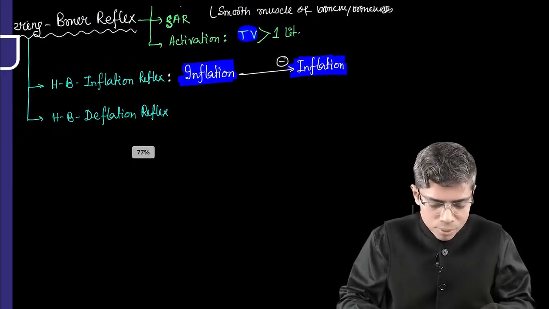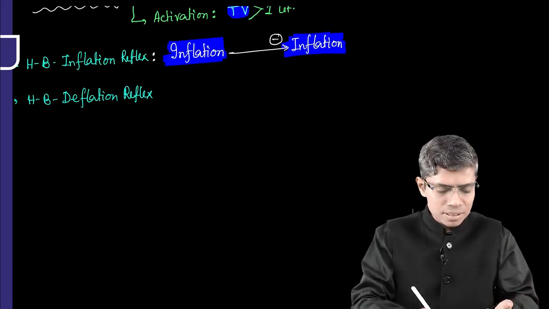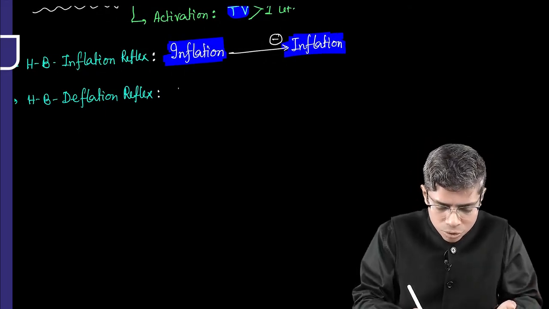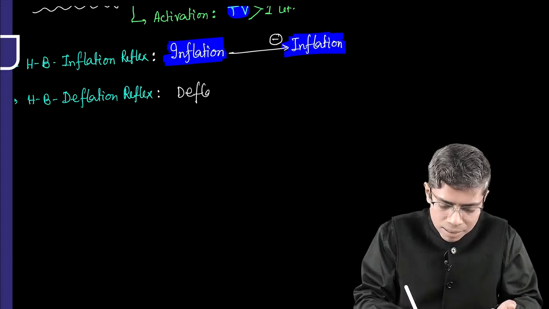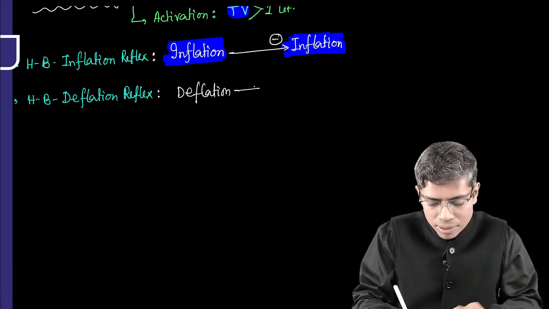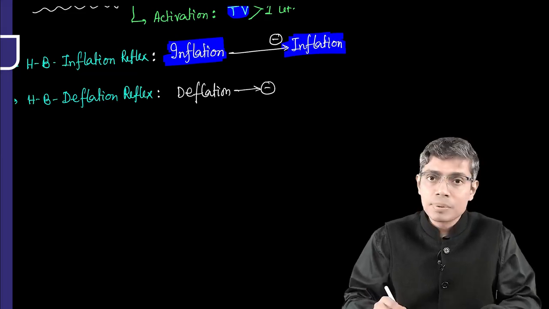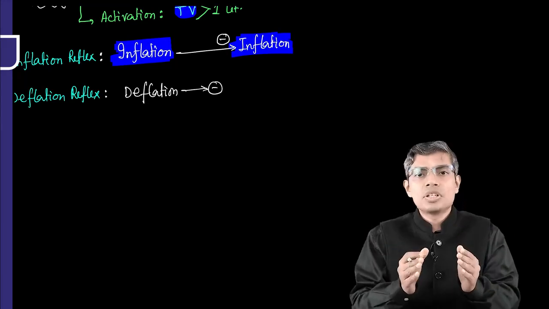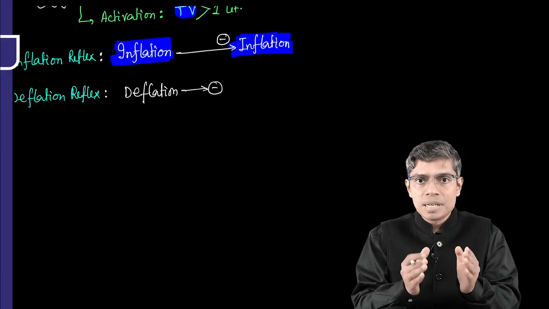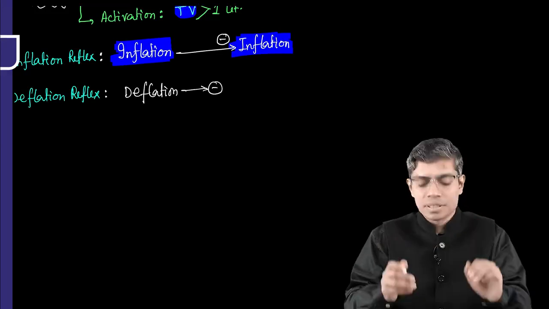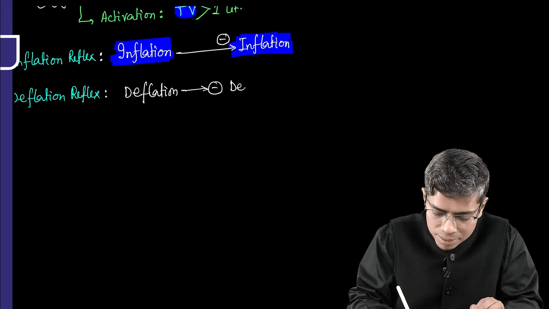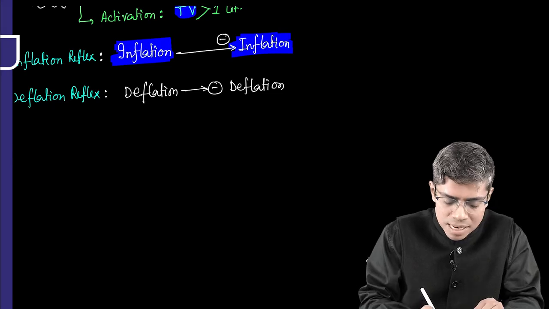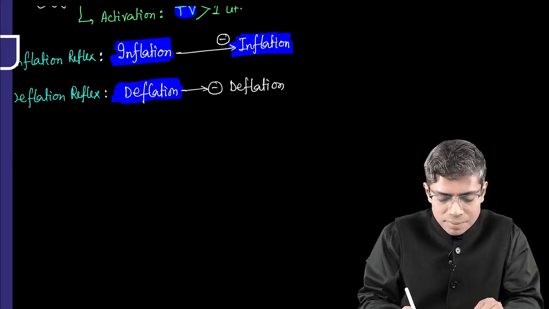Now what about the Hering-Breuer deflation reflex? Very simple, just make it opposite. Strong deflation of the lung prevents further deflation, otherwise there may be collapse of the lung. If you go on compressing your lung more and more, one point will be reached where severe deflation will prevent further deflation. So deflation of the lung prevents further deflation. Again, this is known as the Hering-Breuer deflation reflex.